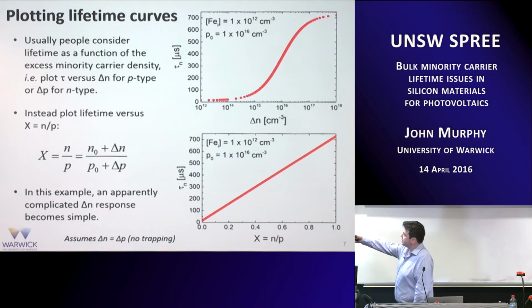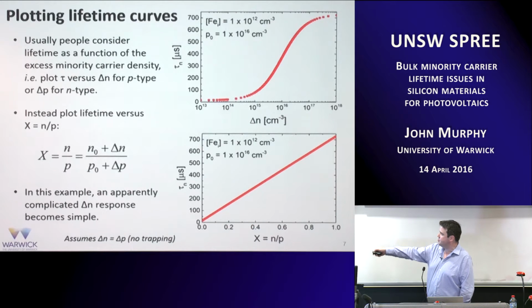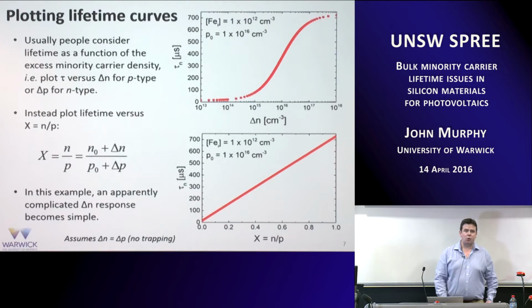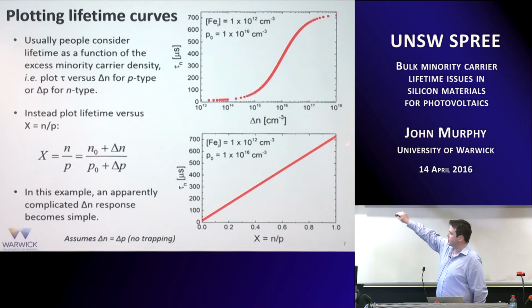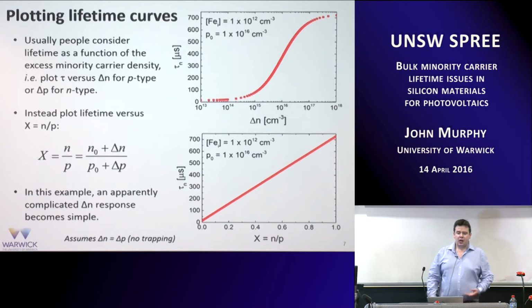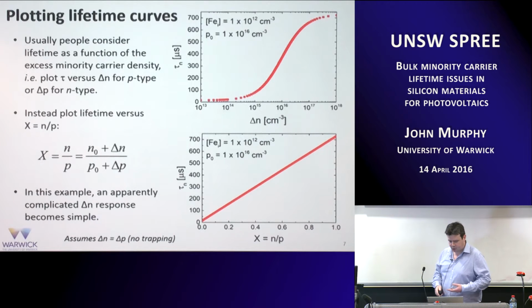So these are the same data. The top data here is against delta n, the bottom data is against n over p, and you can see that what looks like a complicated lifetime curve at the top is actually a very straightforward straight line at the bottom. So by going through this linear formulation of Shockley-Read-Hall statistics, we can more easily visualise the physics of the recombination process. And for information, this is interstitial iron in silicon.